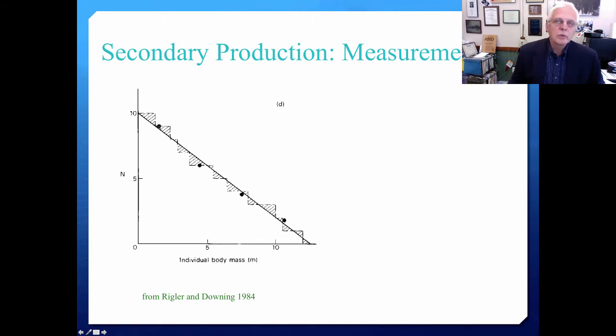In effect, what we do is we go out and sample at various times. We say, okay, the number we have there is this, their average mass is this, the number we have is this at a different time, and the mass is this, and so on. And then use that integral to calculate secondary production. A fairly simple conceptual calculation.